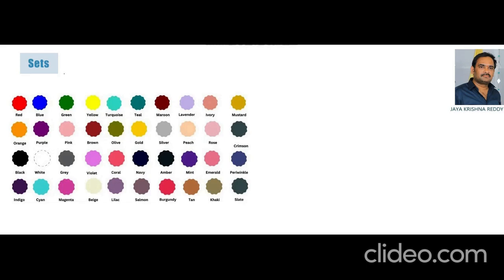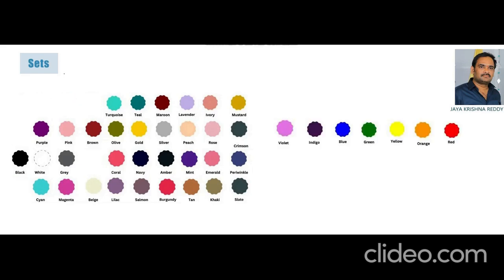Here we can observe different types of colors and their names are also mentioned here. From these colors, if we select some different colors like violet, indigo, blue, green, yellow, orange, red. These 7 colors are collected from the group of these colors. So can you identify what is the common property for these colors and why we have selected only these colors?